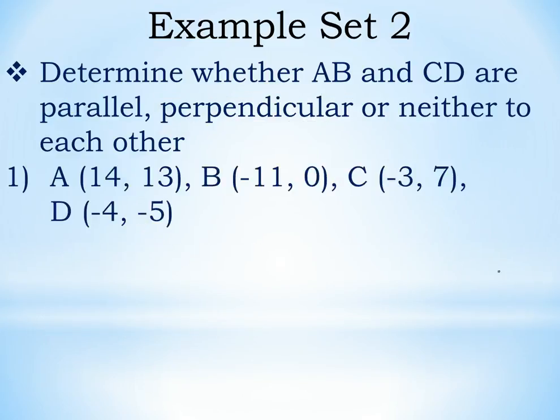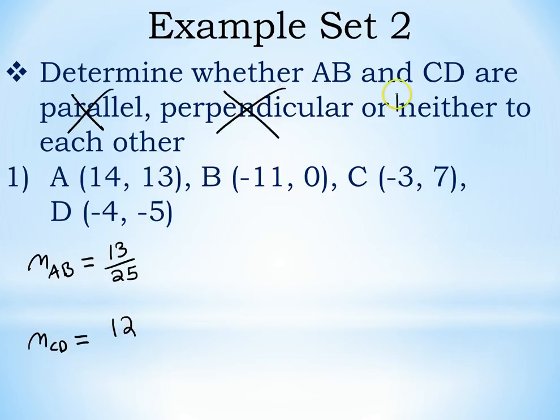So for this one, same concept. Let's find the slope of AB, and then the slope of CD. So why don't you go ahead and figure those two out on your own. Pause the video while you get those and practice finding your slopes. So the slope for AB you should have found to be 13/25. Slope of CD should be positive 12. They're definitely not parallel, and they are not negative reciprocals of each other, so they are neither parallel nor perpendicular.